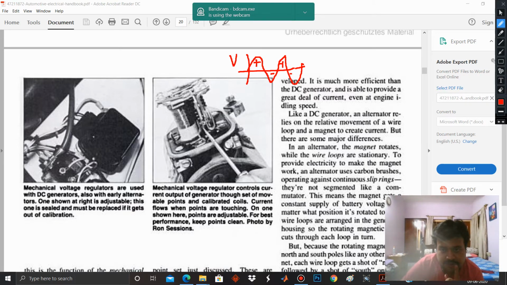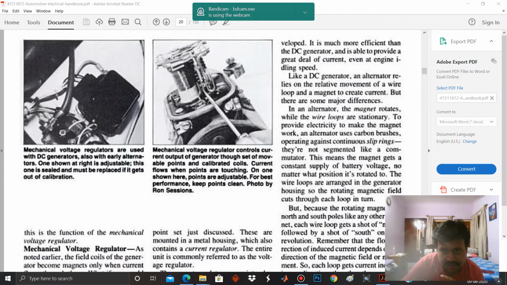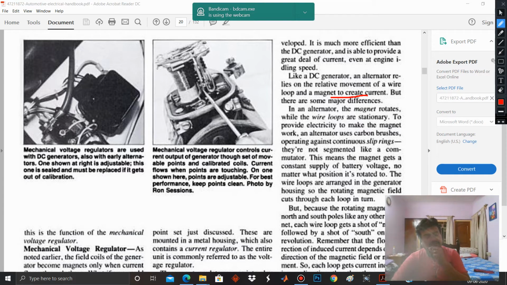It is much more efficient than a DC generator and is able to provide a great deal of current even at engine idling speed. Like a DC generator, an alternator uses relative movement of a wire loop and a magnet to create the current. But there are some major differences. In an alternator, the magnet rotates while the wire loops are stationary. So the magnetic system will rotate and the wire loops will be stationary.